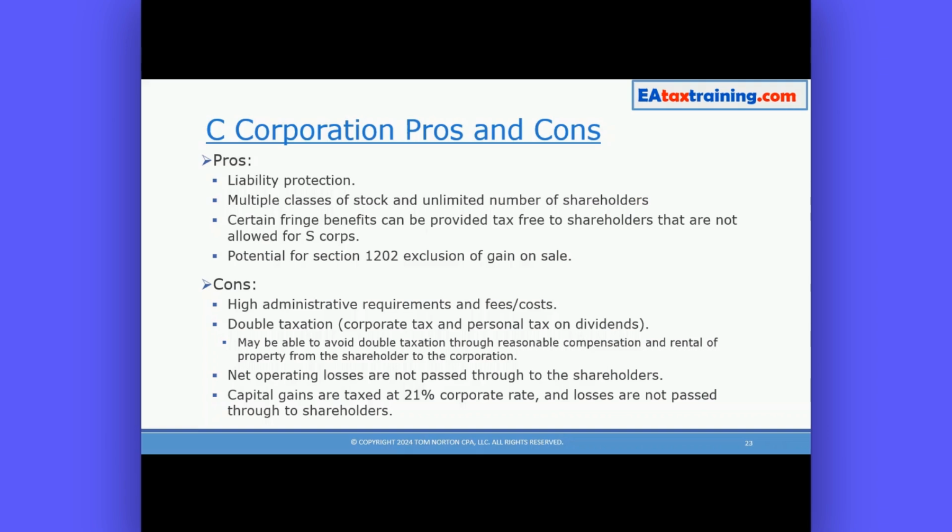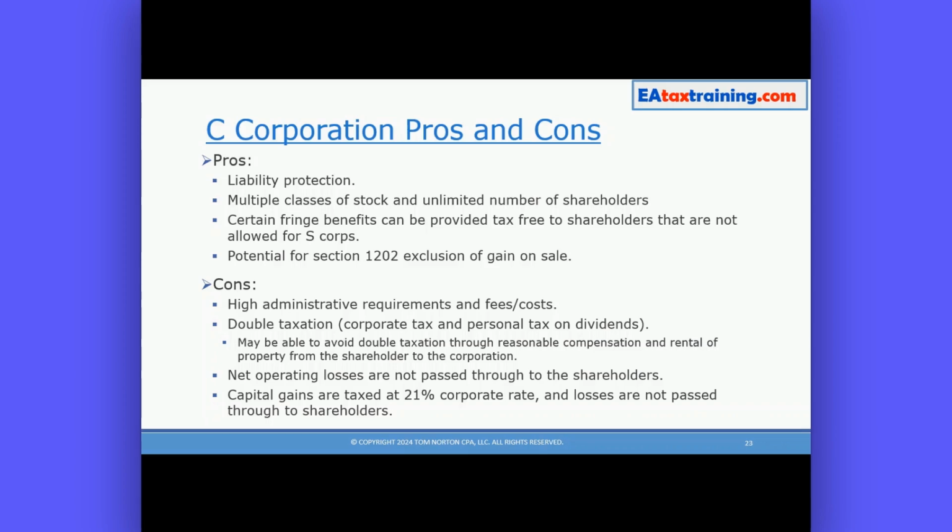There are certain fringe benefits that can be provided tax-free to shareholders of a C corporation that are not allowed for an S corporation. Now, of course, those shareholders have to also be employees. So it's not just to any shareholder. But if you've got a small business where the owners are also employees, they can get some fringe benefits that are tax-free that an S corporation owner cannot get.